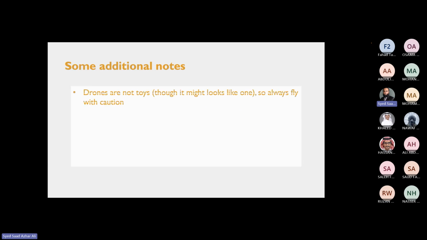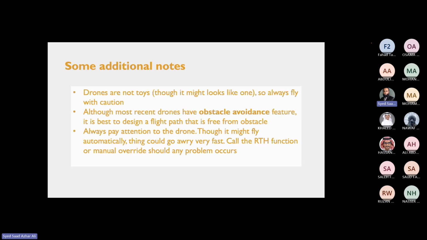For those who are going in this direction, they can think of the drone flight plan. The flight plan is made in the software, taking care of the obstacles as well. Okay, this was part one of the slides.